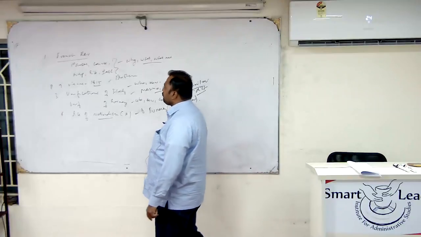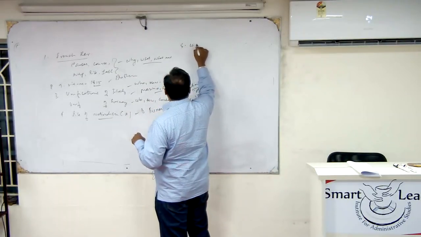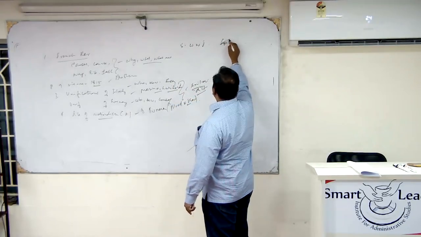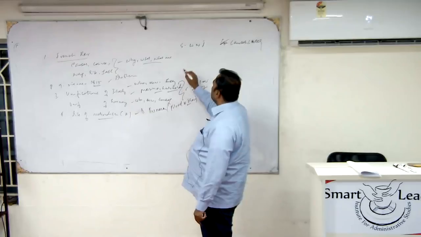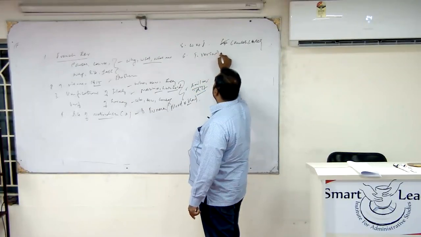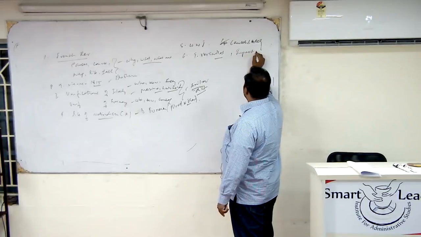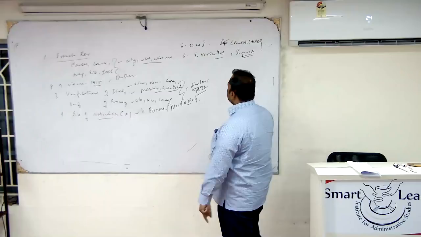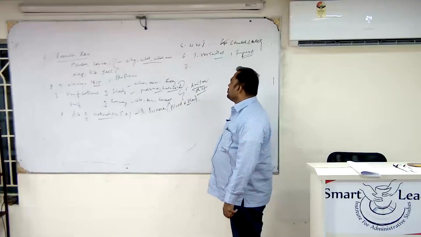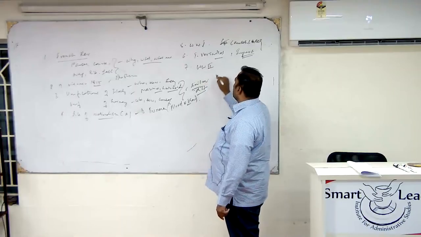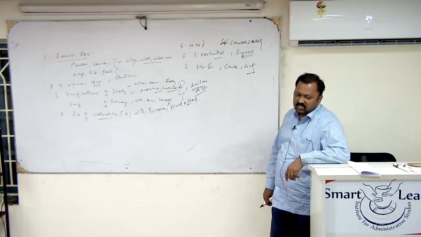Then after this unification, I'll be speaking about World War I: causes, consequences. Then I'll speak about the Treaty of Versailles, its impact, what impact it created. Then after the Treaty of Versailles, what happened, which is called World War II. Again, causes, consequences of World War II.